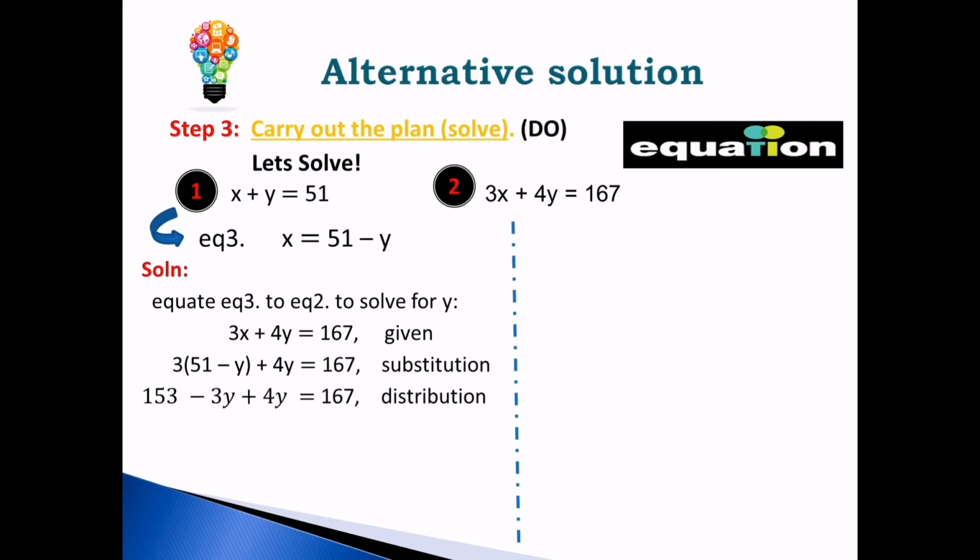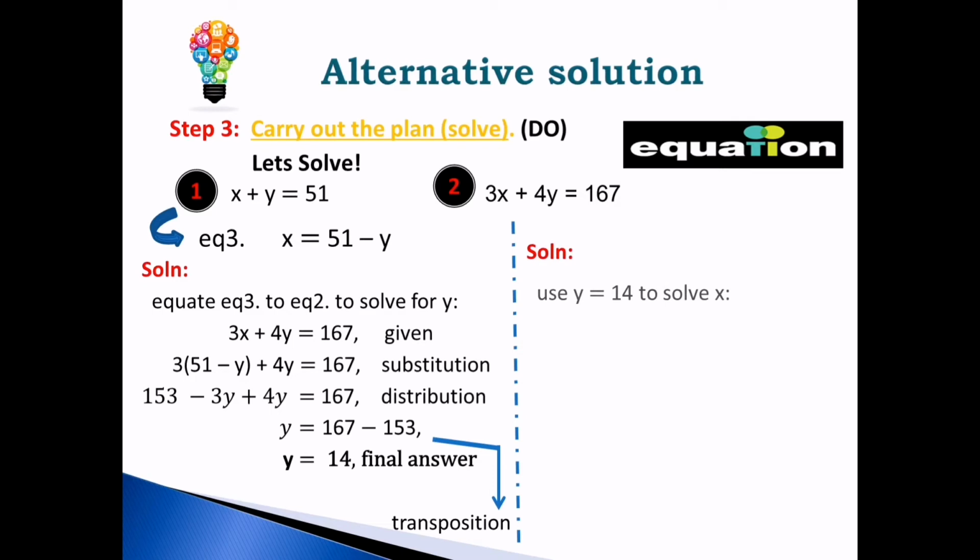Then right after that, I am concerned with the value of y, so I'm going to transpose 153 to the other side. Again, if you transpose, the sign will change. It becomes negative 153. Then right after that, I'm able to get the same answer, which is 14. On the right side of the solution, instead of deriving another equation from equation 2, I am going to use the answer, which is 14, to solve for the value of x.